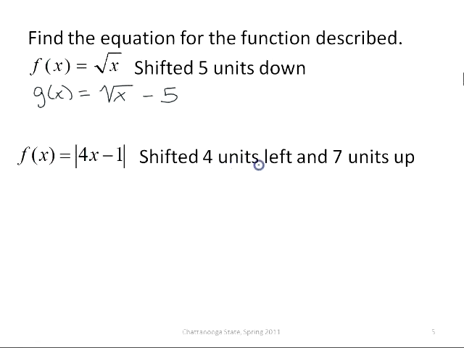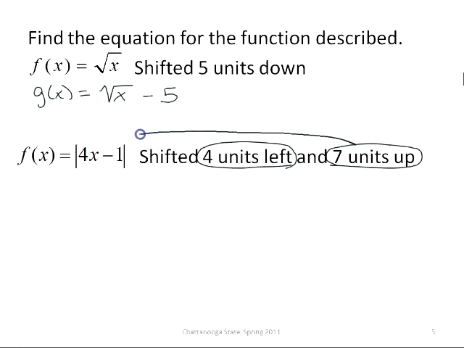The second function here, I have 2 moves I want to make. I want to move it 4 units to the left, and I want to move it 7 units up. Well, let's start with 7 units up. 7 units up means at the end of my function, I'm going to stick a +7. Since it's up, it's a positive move.